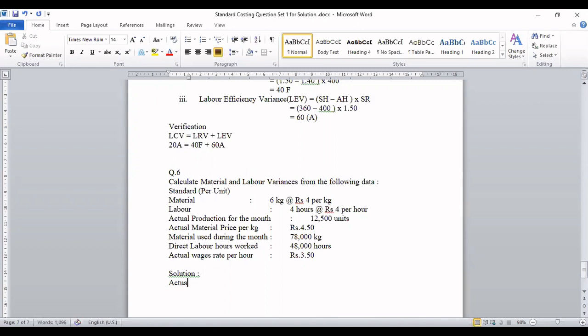Actual production. Production, yes. Actual output we can also write. We know that? 12,500 units. Yes. 12,500 units. Now, tell me the actual rate. Actual rate. Okay. 4.50 per kg. Okay. So, actual rate.